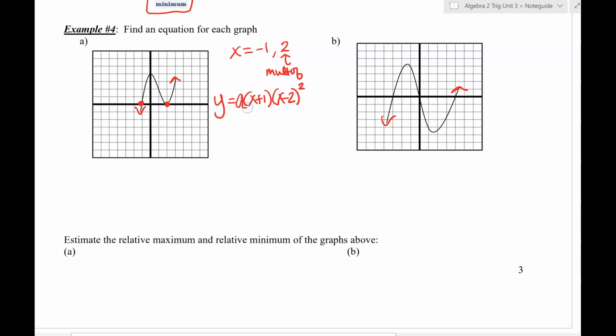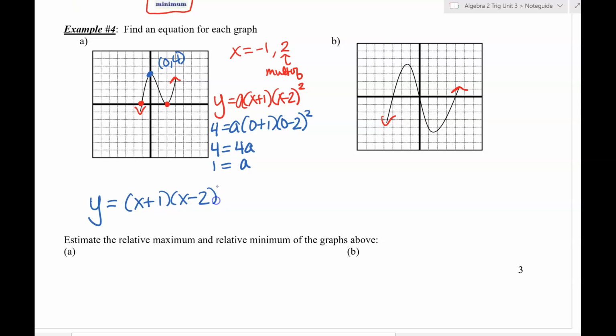and then I want to know if there's any sort of reflection or stretch or compression in the front. I'm going to plug in a point to find that, so I'm going to pick another random point, which in this case I'm going to pick (0, 4). And that means 4 can be the y value when 0 is the x value. This gives me 4 equals 4a, and that a is 1. So my equation here didn't need a new a value. This actually was the correct equation and representation of this polynomial.